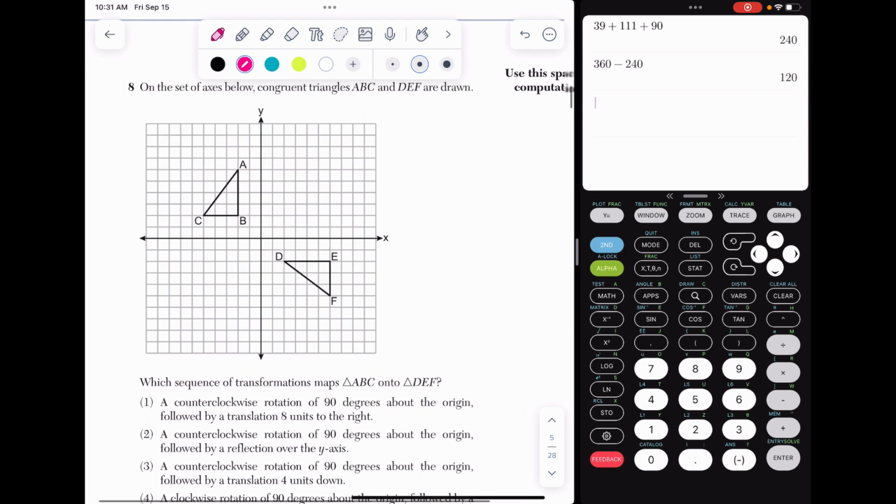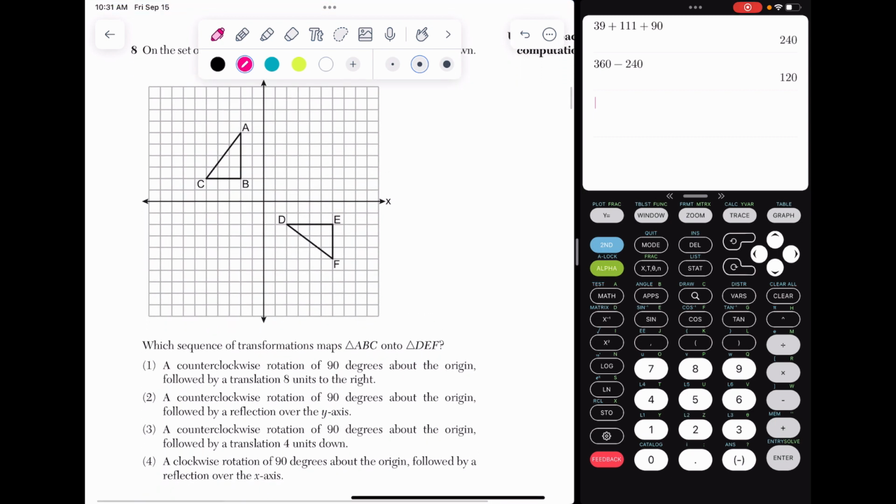Number 8, on the set of axes below, we have congruent triangles ABC and DEF drawn. And we want to know what sequence of transformations maps ABC onto DEF. Well, when I look at this, I can definitely see that there's some sort of rotation going on. And I see that if I look at my answer choices, they all have rotation in them. So while that's a good thing to notice, that's not going to help me eliminate any choices here.